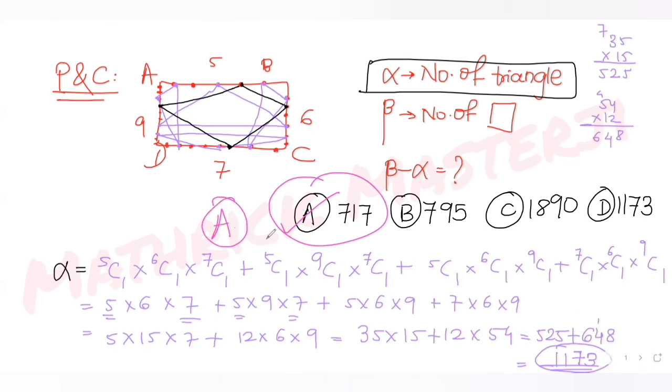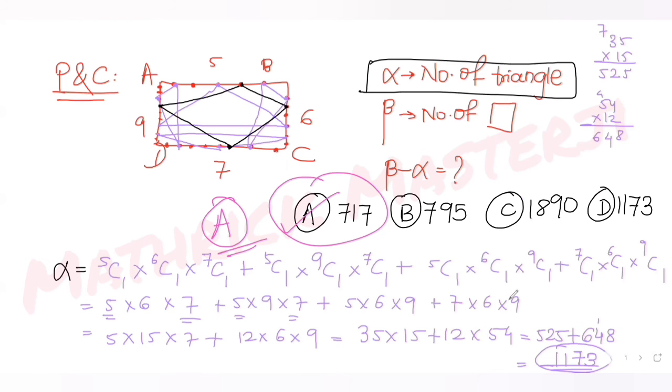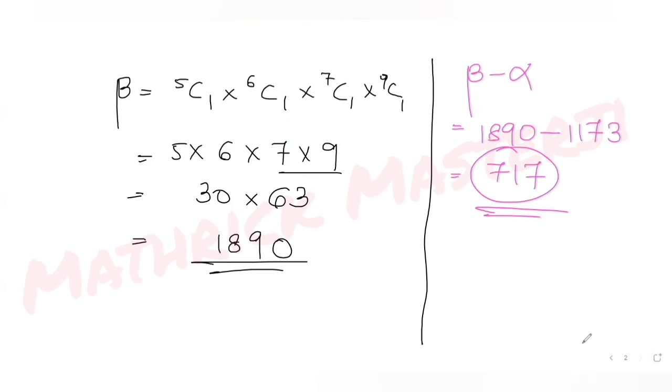If I see the answer which matches here, it is option A. So A becomes the correct answer for the question given to us. I hope you have understood how to solve this type of question, which deals with choosing one element out of the number of options given. We figured out how many triangles and how many quadrilaterals we can form, and then found the difference between them, which matches option A.